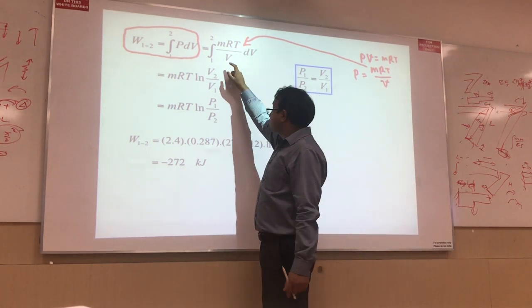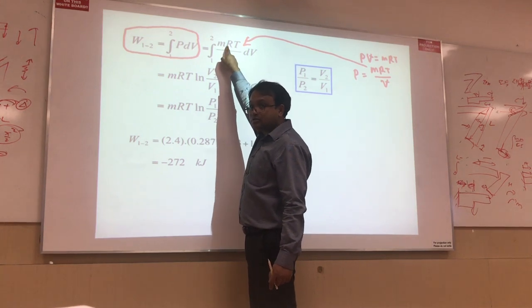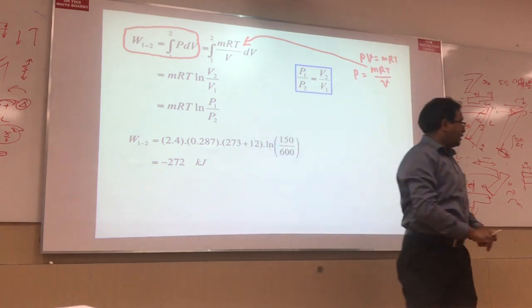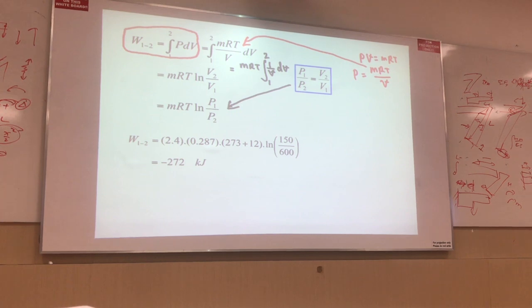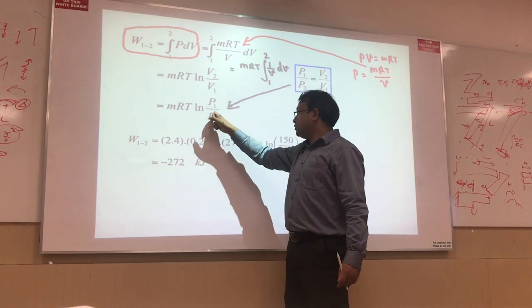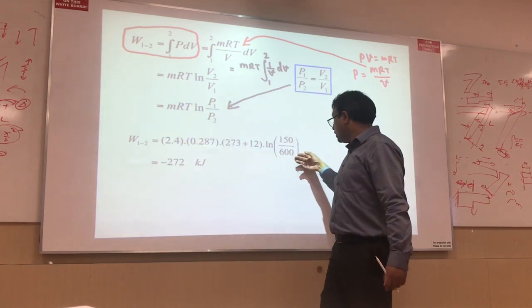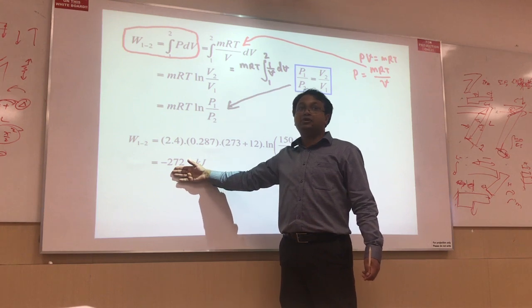So here in the isothermal process, T is constant, right? The mass is constant. R is constant. Then I can put mRT outside: mRT times the integral of 1 over V dV. After integration, you get ln V, so ln of V2 by V1, final state minus initial state. V1 and V2 I do not know, right? But from the previous relationship, V2 by V1 is equivalent to P1 by P2. P1 I know, P2 I know, T I know, right? Then I can calculate the work done. It is negative, right? Because of compression.